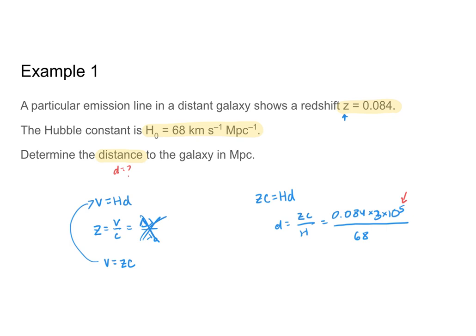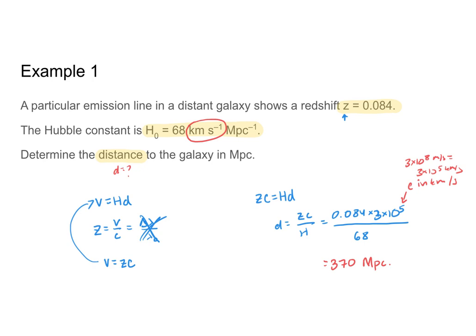I've written the speed of light here in kilometers per second because Hubble's constant is given in kilometers per second. So 3 times 10 to the 8th meters per second is equal to 3 times 10 to the 5th kilometers per second. And that is where that comes from. When I put that into my calculator, I get that my distance is 370 megaparsecs.